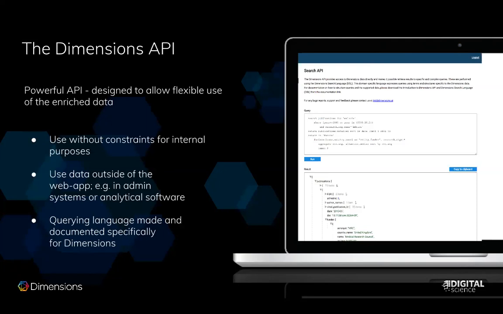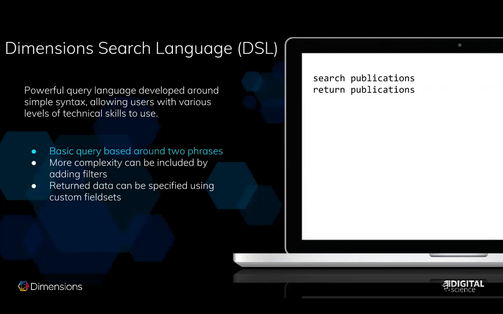So we built this with a querying language called Dimensions Search Language, and this has been created and documented specifically for Dimensions. It's very simple. It allows non-specialists or beginners to pretty quickly get the hang of making advanced queries of the Dimensions API. In some cases, queries that you can't necessarily make via the web interface. So that's one really nice aspect of the API. So as I said, this is a powerful querying language. It's fairly simple.